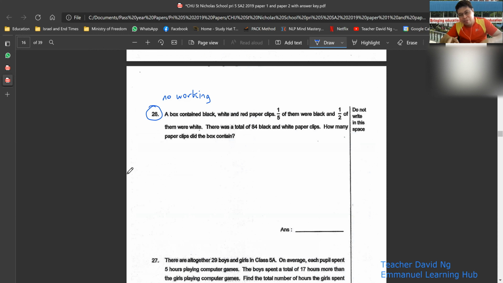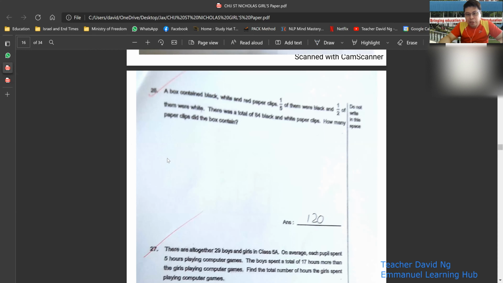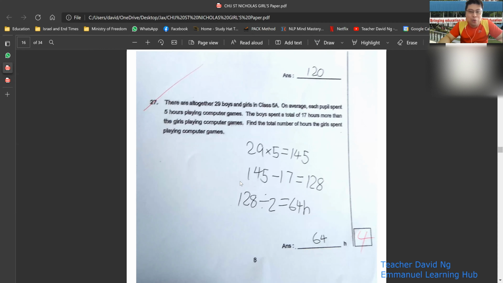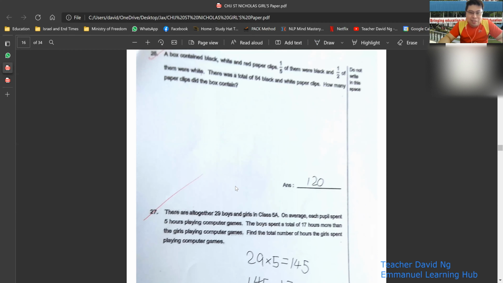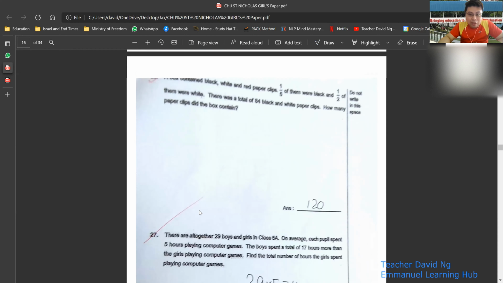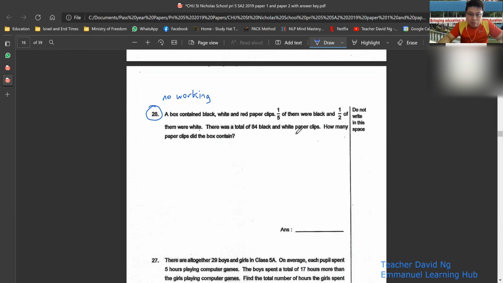Okay, you do yourself a favor next time. When you do the exam paper, please write all your working in the exam paper. Because I do look at your working, just to let you know. Although I never mentioned anything about working, I do look at your working. Because this one no working, I don't know how you get 120.